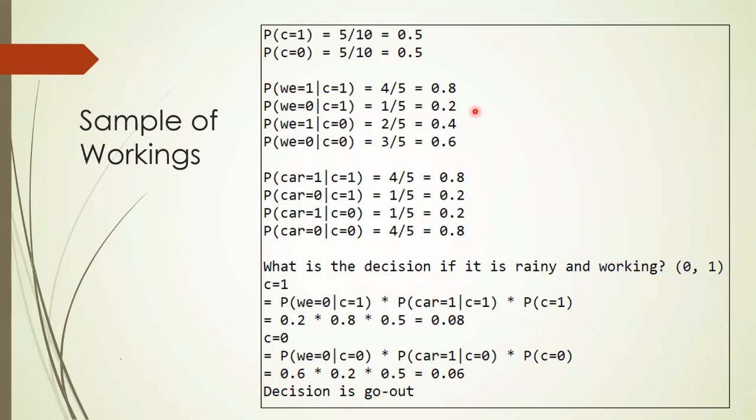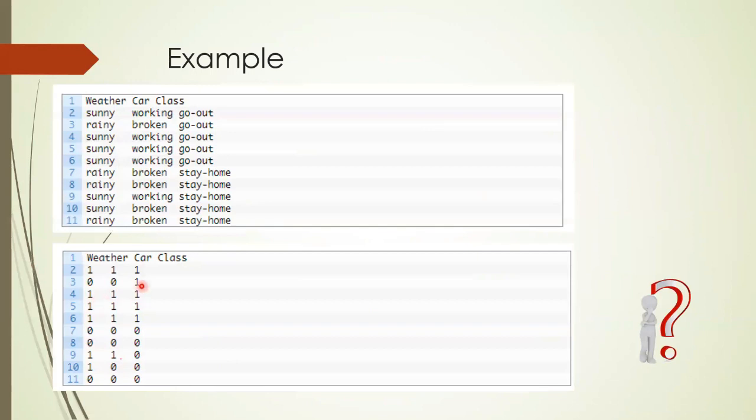And for this one you do the same for weather 1 given C0, weather 0 given C0. Then you can get this value, right? This process will be the same. Okay, you do it for car 1 given C1.